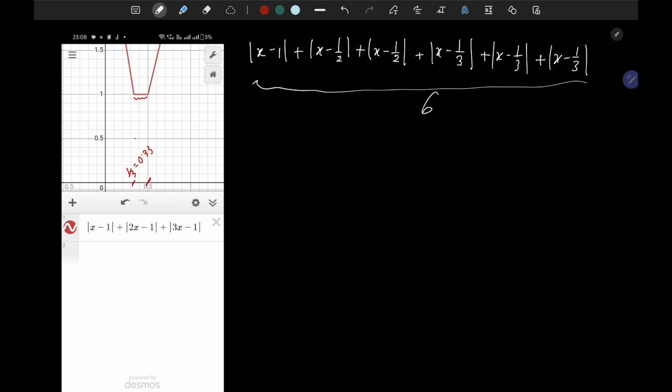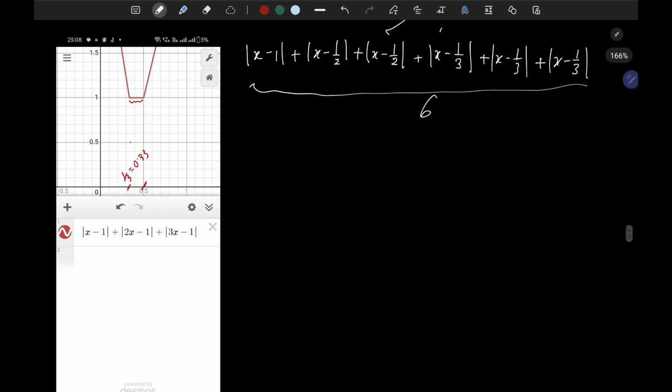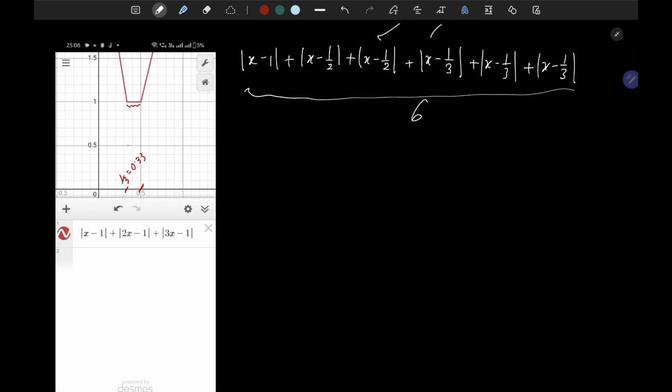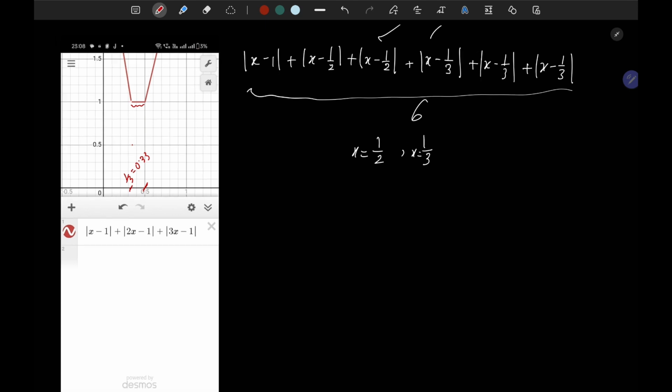That means the total number of terms is even, and according to what we had learned yesterday, the minimum value in case of a function with an even number of moduluses occurs within the range of the 2 middlemost terms. So which 2 are your middlemost terms here? This one and this one. So you can say that your minimum value will occur within the range of x equal to 1/2 and x equal to 1/3, and that is pretty evident from the graph.